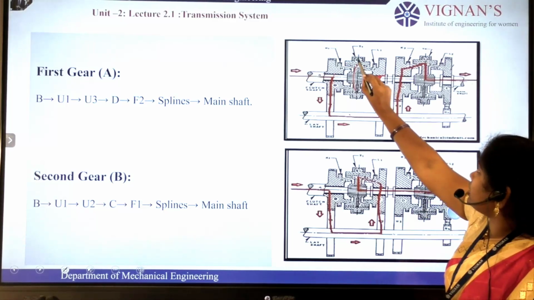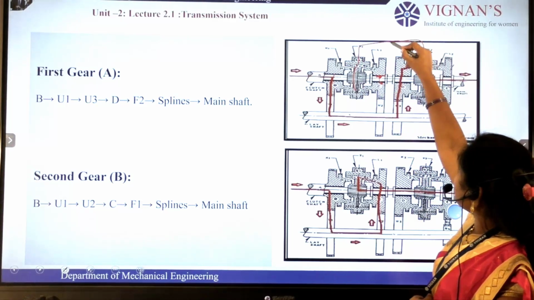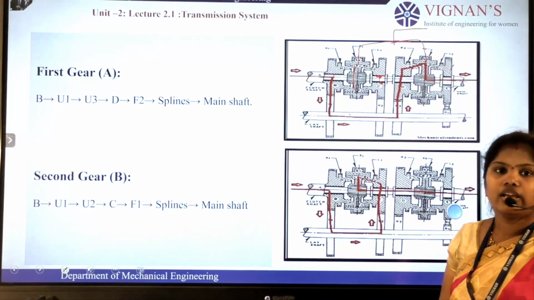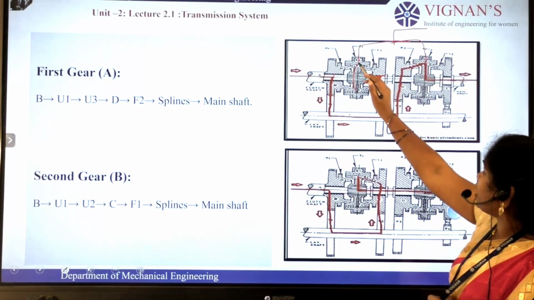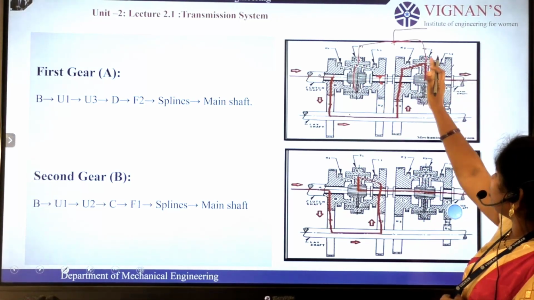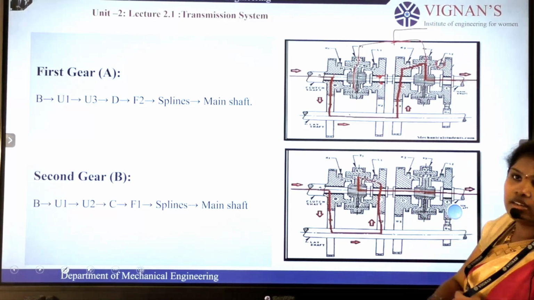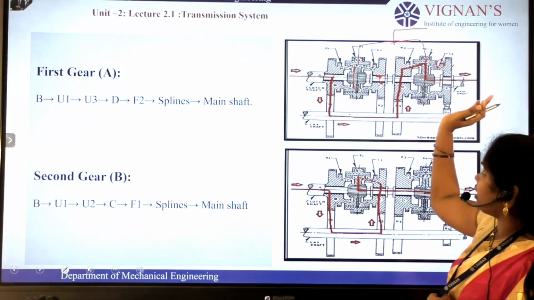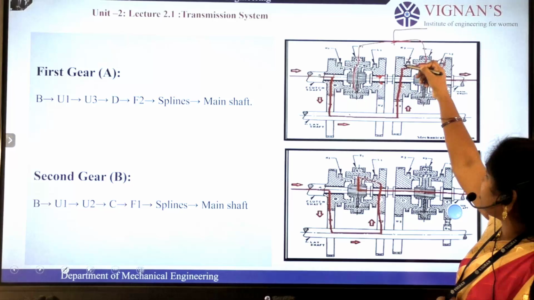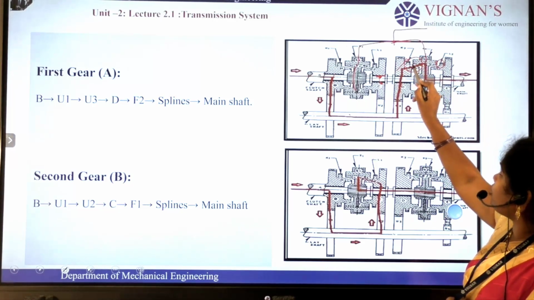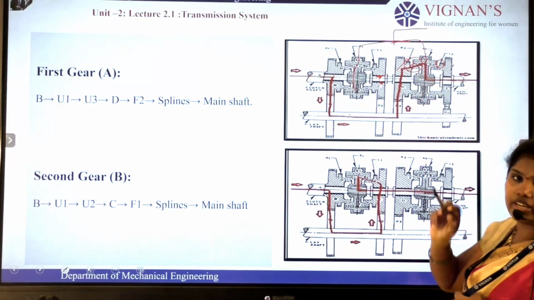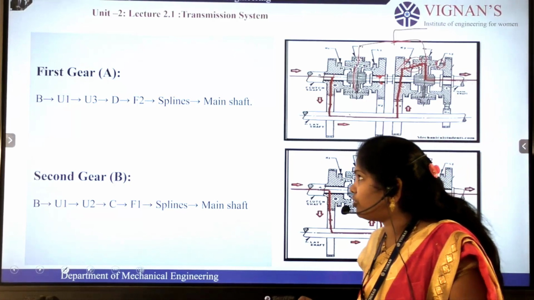So the synchronous units G1 and G2, these two are connected to the gearbox. When the gear rod is moved left side, this will attach with this gear. When the gear rod is moved right side, this gear is engaged with the synchronous unit at this point. Okay, so let us discuss the first gear.